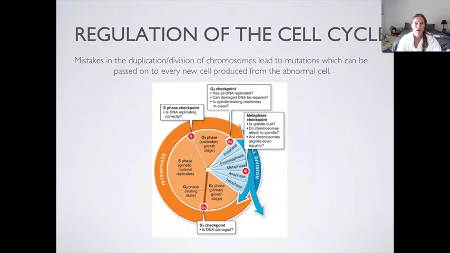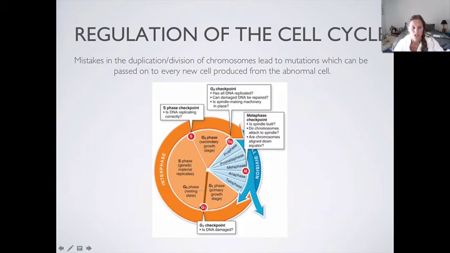Okay, so I mentioned there's some regulation of this cell cycle, and it makes sense because we don't want mistakes, right? When we have mistakes in either the duplication or the division of the chromosomes, that leads to what we call mutations. Once the genetic information has been mutated and that cell continues on the process of division, that mutation is passed on to every new cell. So basically we produce abnormal cells from what would have been a normal cell. And so we've got these checkpoints put in place to make sure that this all goes correctly.